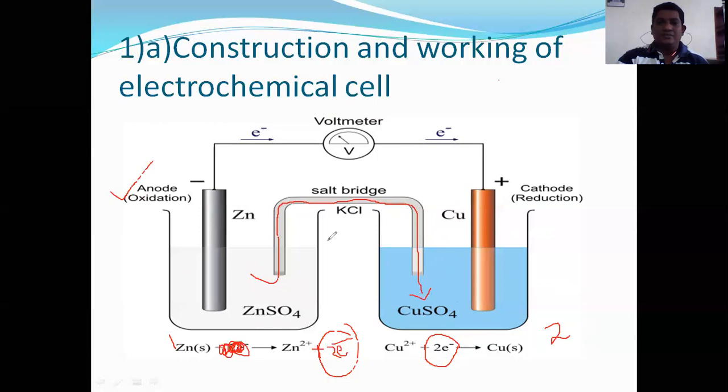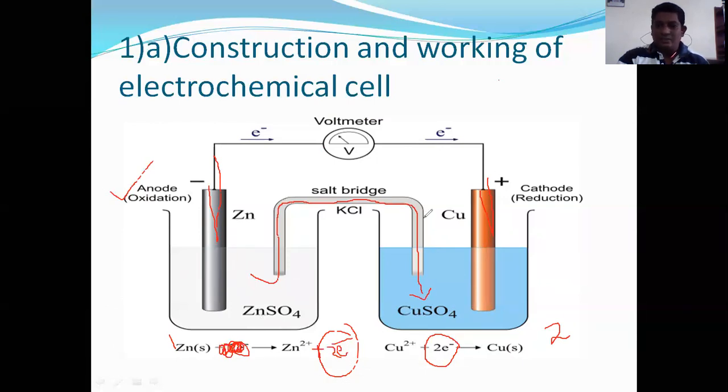Let me see the parts of a galvanic cell. A galvanic cell is made up of two electrodes. The first electrode is a zinc rod. The second electrode is a copper rod. The zinc rod is placed in zinc sulfate and the copper rod is placed in copper sulfate.